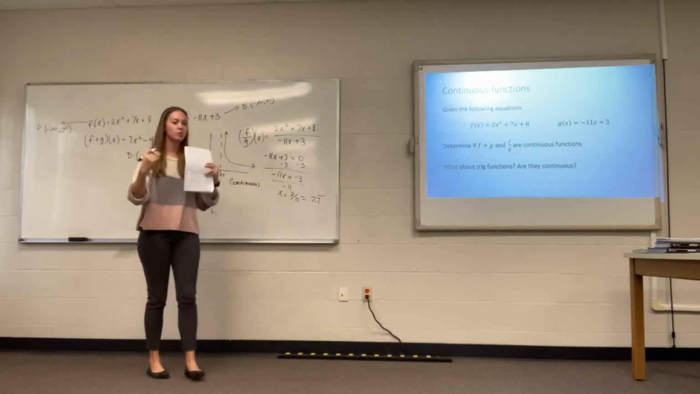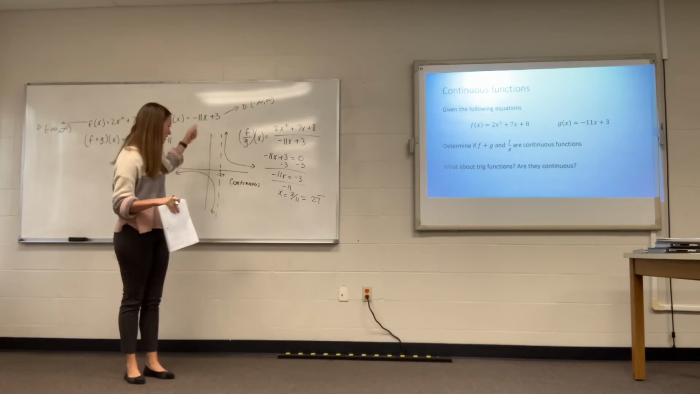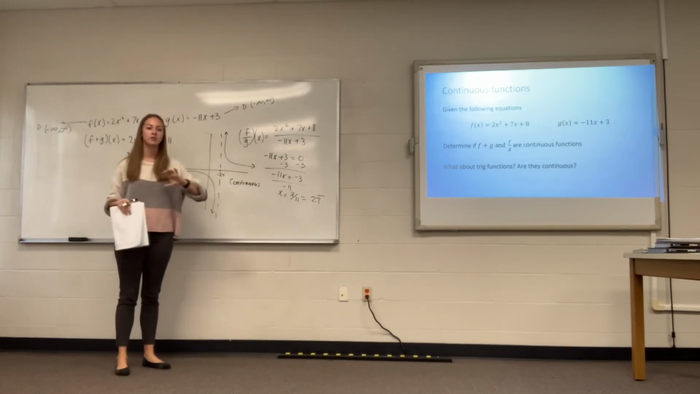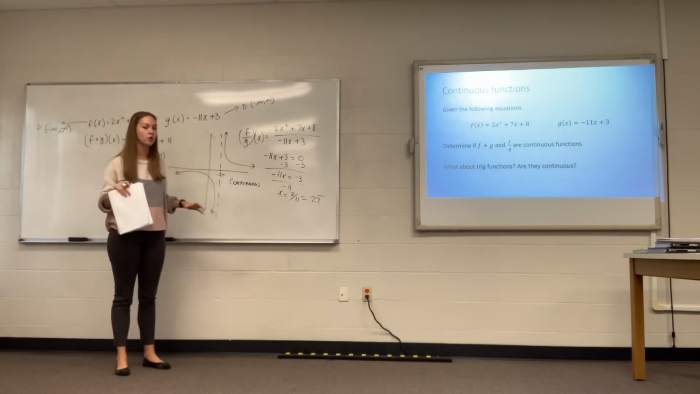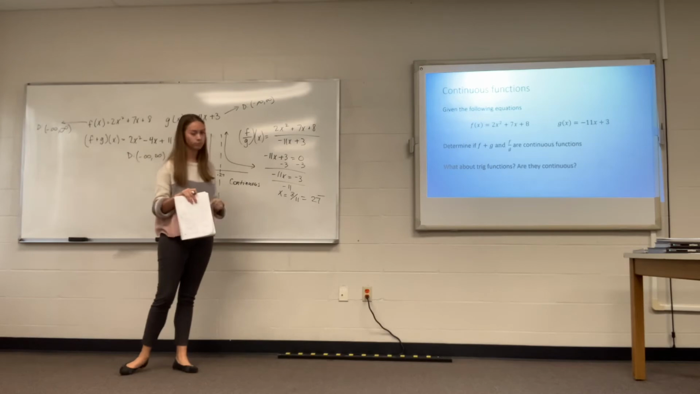Because I started with two continuous functions, even though I divided them and ended up getting an asymptote, it looks like a reciprocal function. A reciprocal function has an asymptote, so that's okay. So it is still just going to be continuous, okay?